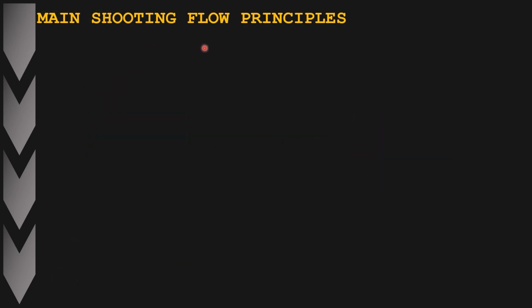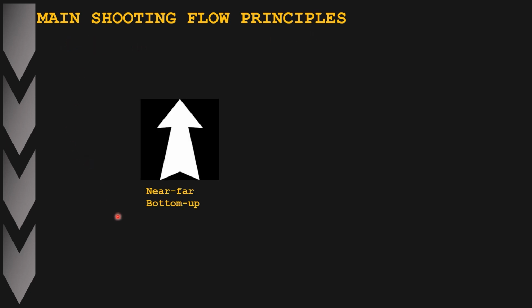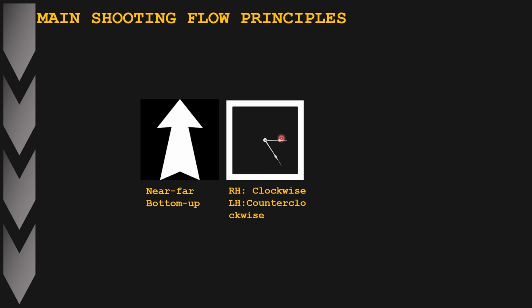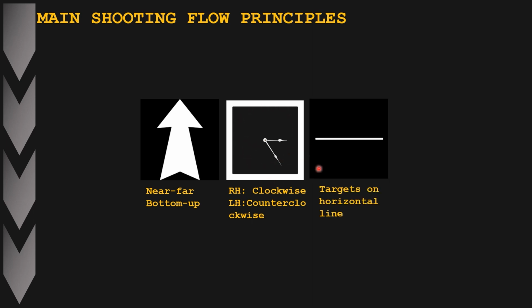A quick reminder on the main shooting flow principles that I explained in the beginning of this presentation. There are 3. The first one entails that we will shoot the targets nearest to us and then further away. And the second sub-principle implies that we shoot from the bottom up. The second principle for right-hand shooters implies that we shoot in a clockwise manner, left-hand shooters shoot in a counterclockwise manner. And the third principle entails that as much as we can, we shoot targets that are located on a horizontal line. Those are the three main shooting flow principles.